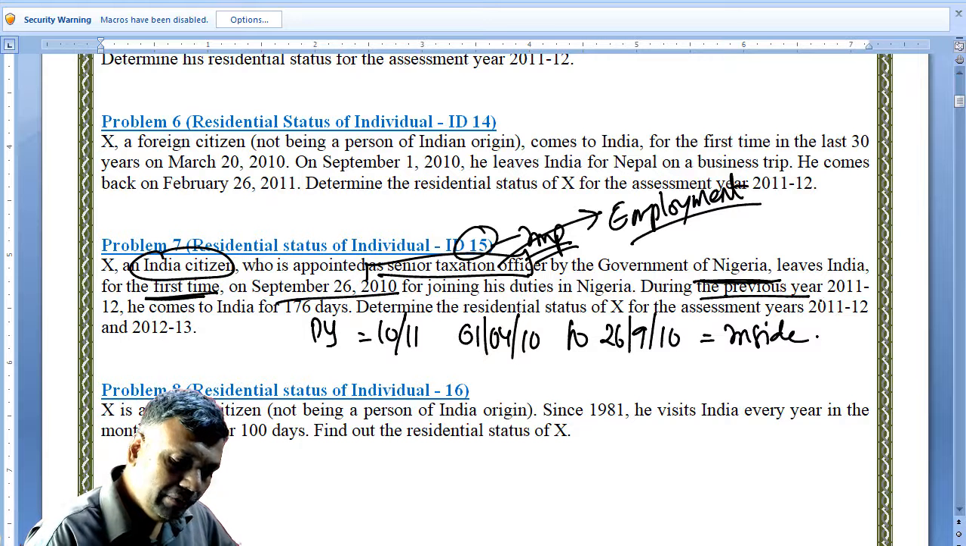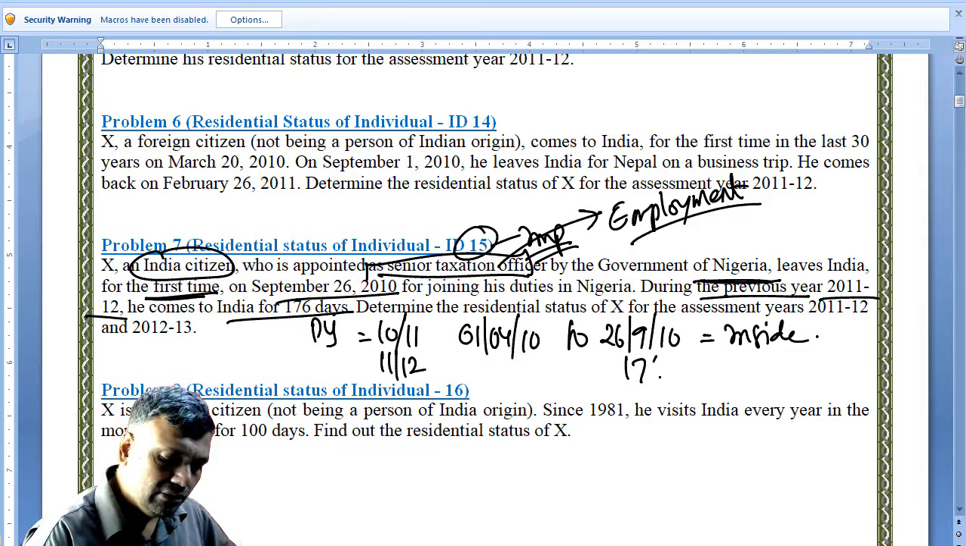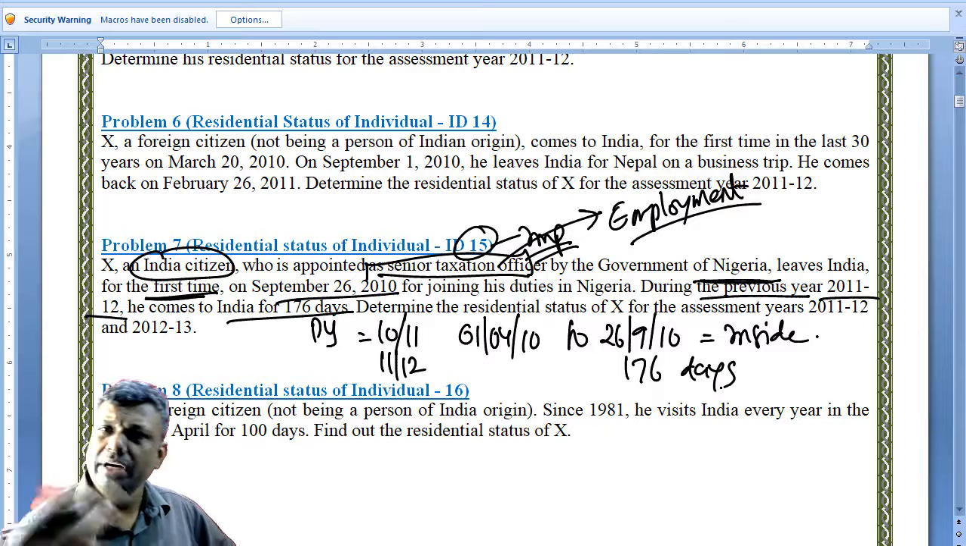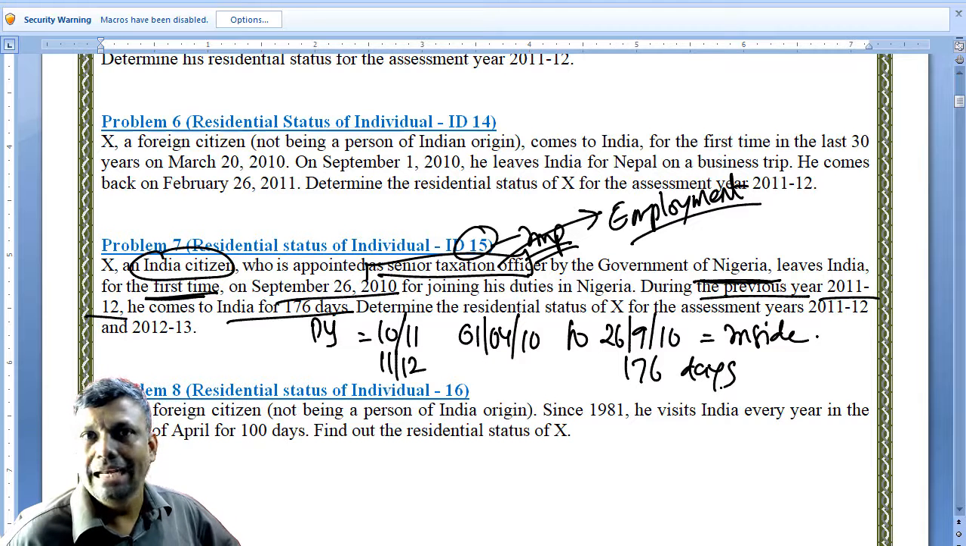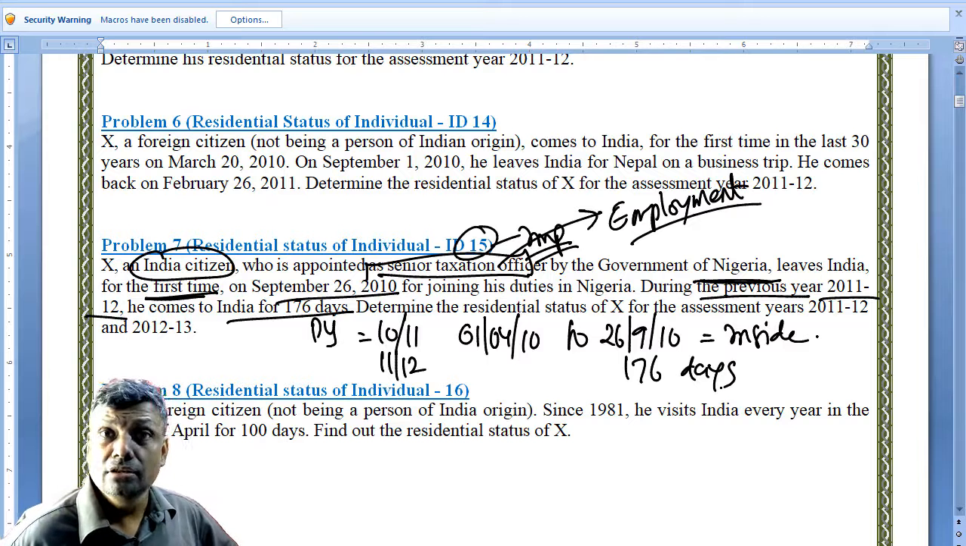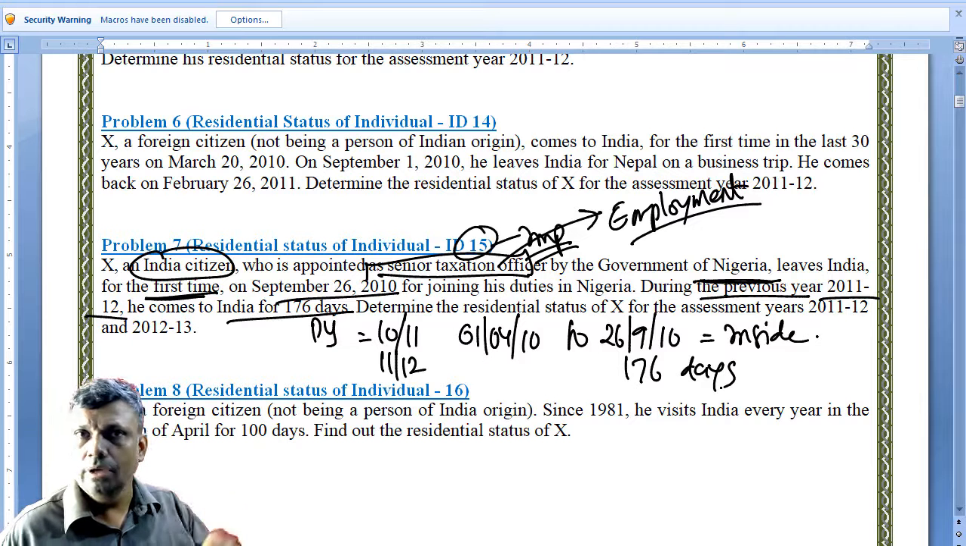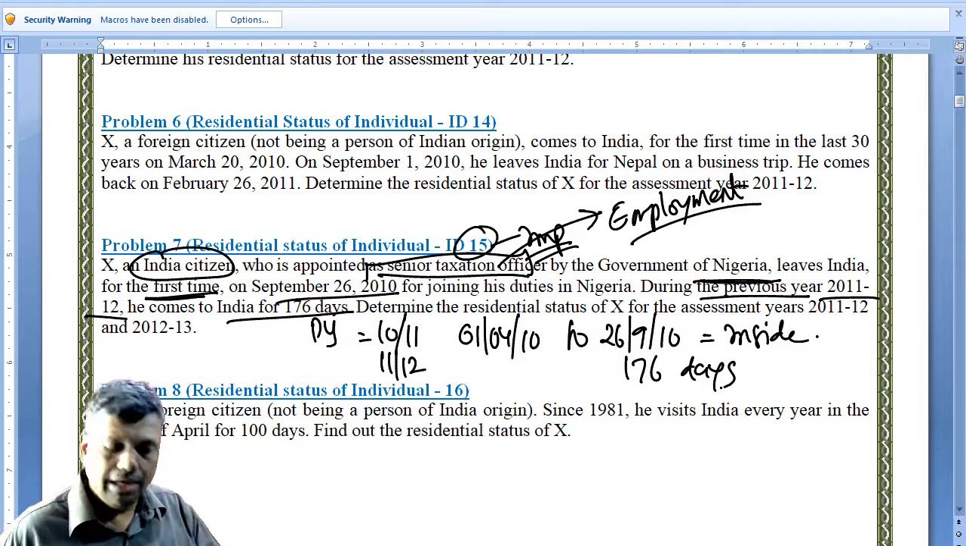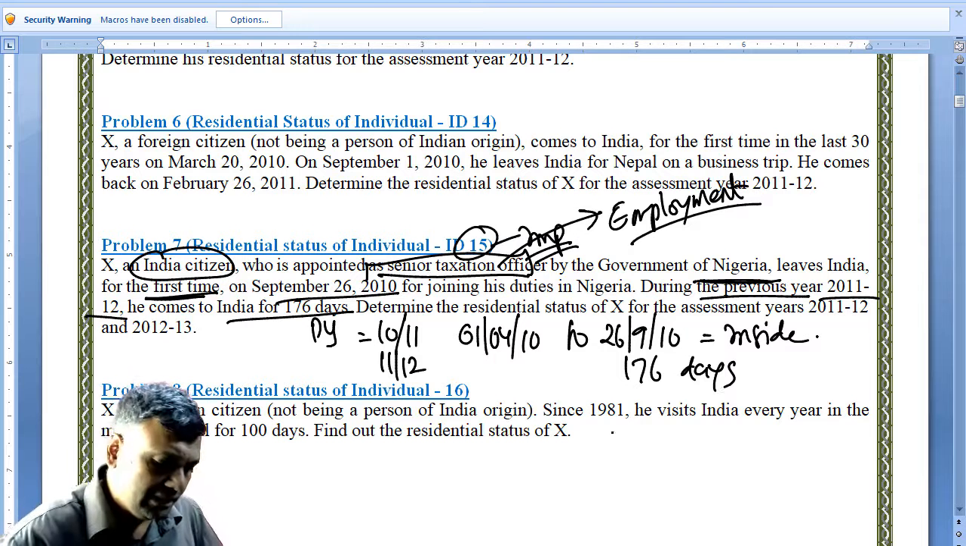Okay, and during the previous year 11, 12, he comes to India for 176 days. So 176 days is ready-made, printed and given to you, so you don't need to do that calendar work. And you have to determine the residential status of this gentleman for 2 years. So for one particular year, you have to do calendar work. And for another year, you will straight away take the number of days of stay.